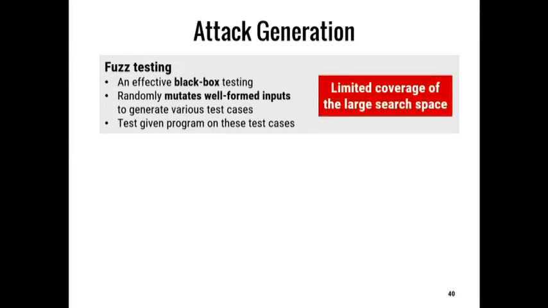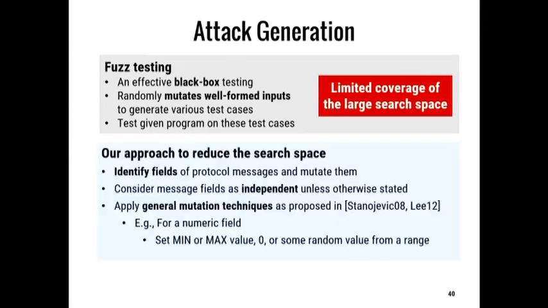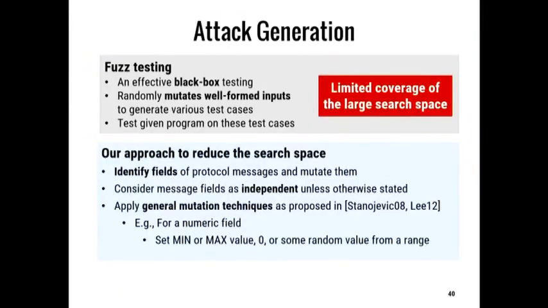But it provides very limited coverage of the large search space. So to reduce the search space, we adopt some measures here. For example, instead of modifying the content of the message or mutating at a random position in the message, we try to identify the fields of the protocol messages and then mutate them.